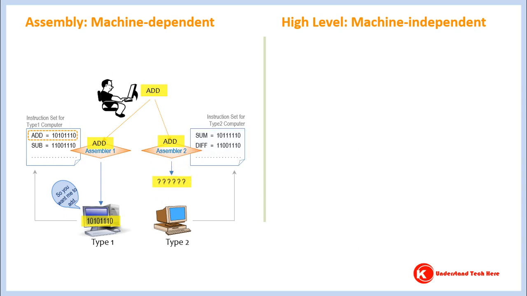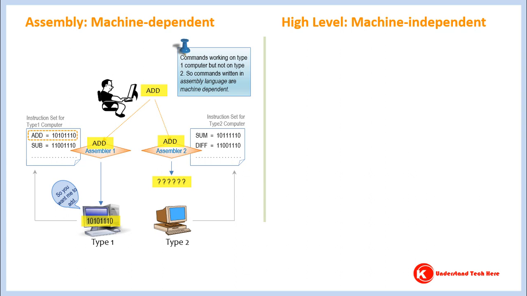Note here, if a person has typed sum, this would cause the type 2 computer to perform the addition operation, but the type 1 computer would not be able to understand this command. Hence, an assembly language command written for one particular type of computer won't work in another type of computer. That's why assembly language programs are machine dependent.